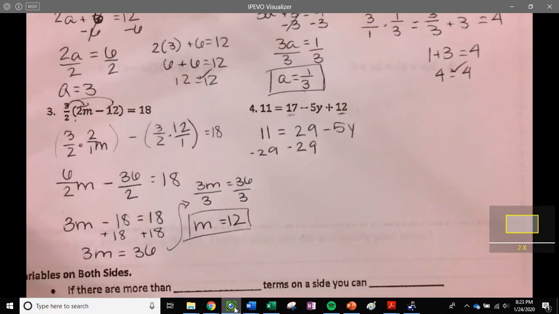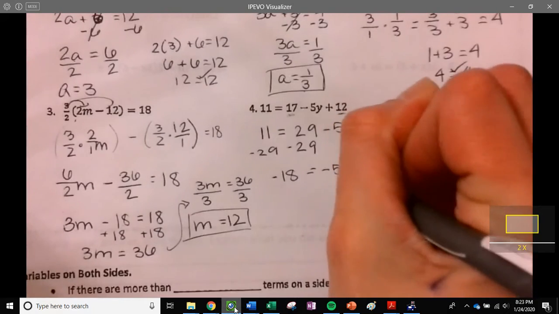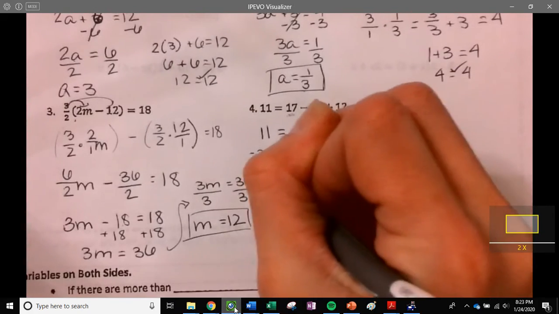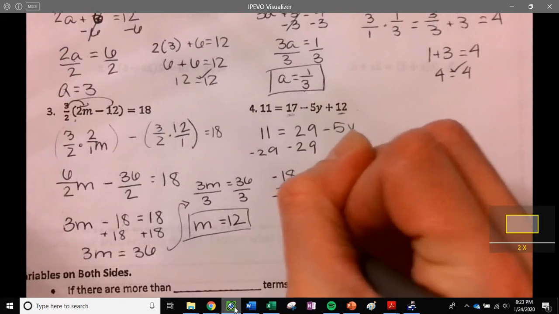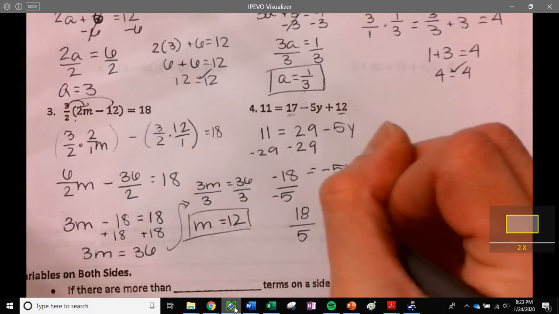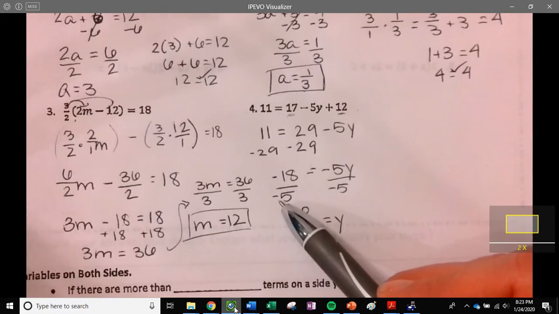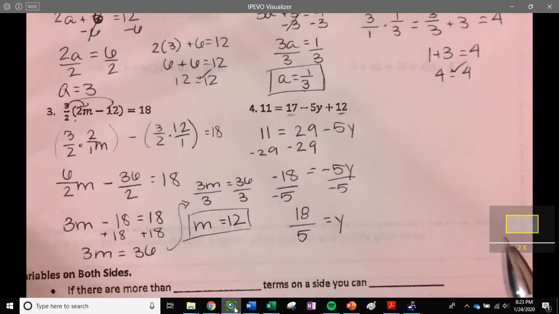And that's going to give me negative 18 equals negative 5y. I unstick that negative 5 from the y by dividing, and once again, the fraction train is rolling. 18/5 equals y. I was dividing a negative by a negative. I can't reduce it, but it's going to wind up being positive, right? Because a negative divided by a negative is a positive. So I have y equals 18/5, and I want to check that.